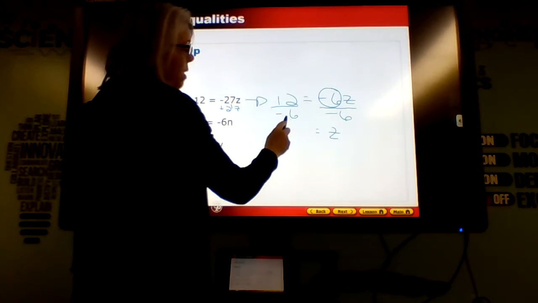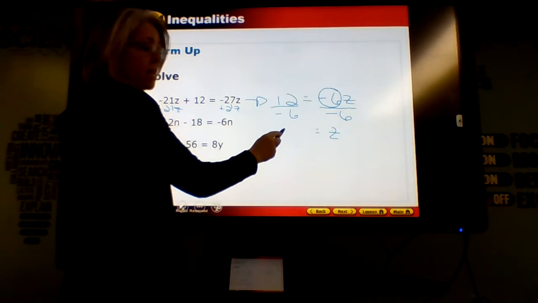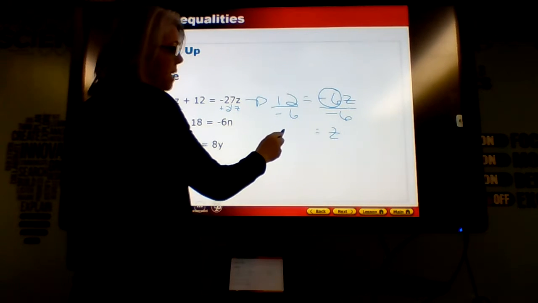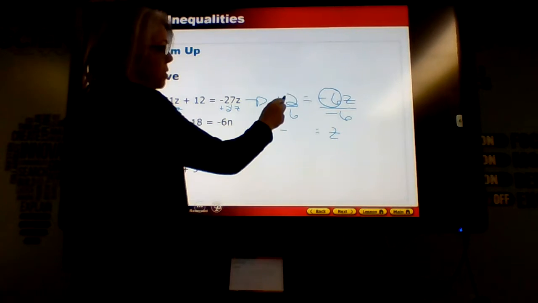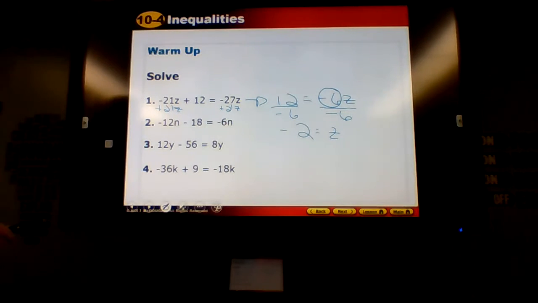z is then going to equal a positive 12 divided by a negative 6. So you have one negative sign, which is going to give you a negative answer. 12 divided by 6 is 2. So your answer is going to be z equals negative 2.